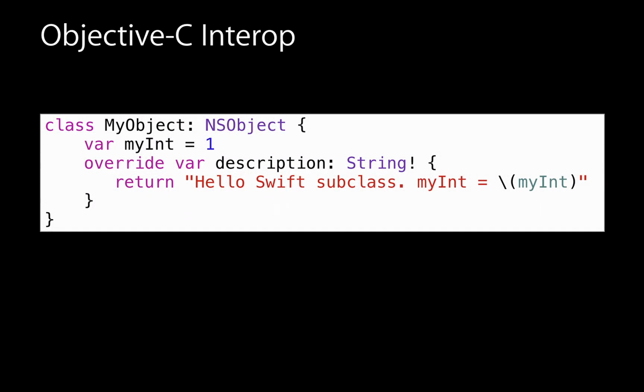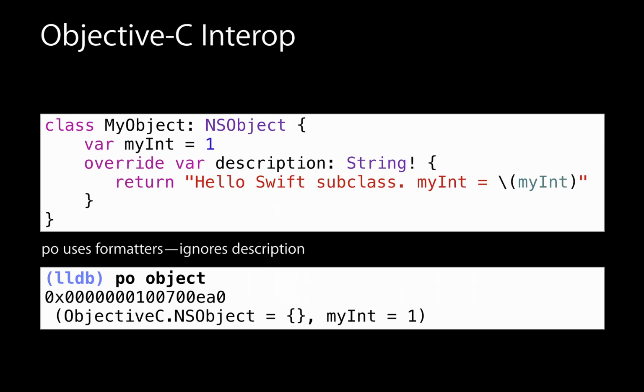I can have a Swift class that inherits from NSObject, and I can actually override description for that class in Swift. But if I try to PO it in lldb, lldb will not even look at that description. lldb will use data formatters. And that's what I'll get, because that's a Swift object.